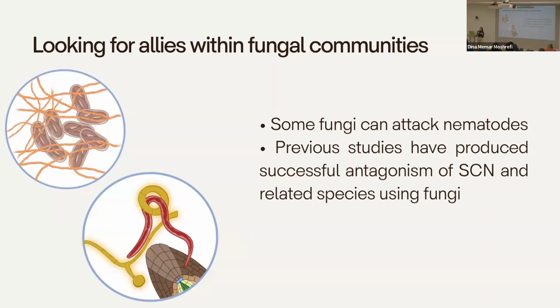These can be in the form of sticky traps, or as you can see in the figure here, the fungi can form specialized traps like this one that has a constrictive ring, where as the nematode goes into the ring, those cells that form that ring swell and literally strangle the nematode to death. And then the fungus uses that nematode as a food source. Some previous studies have produced successful antagonism of soybean cyst nematode and related nematode species using this group of fungi. And we were hoping to do some of that same work in Ohio.